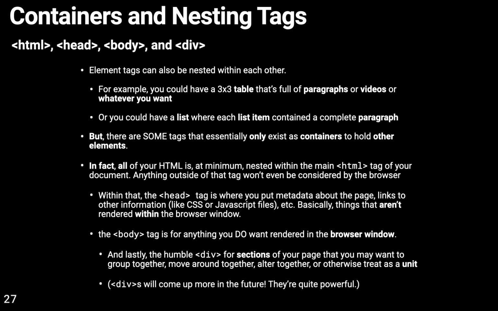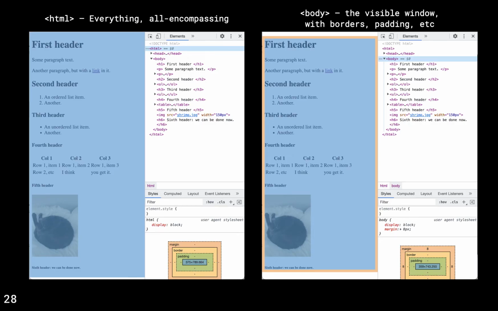So again, these are going to come up in the future. They're super powerful, and they're very flexible, but for now, we'll just talk about them. They exist. These are containing tags. And real quick, just to show what the inspector shows when you highlight your HTML tag, it's the entire thing, right? It's everything that exists in the browser.